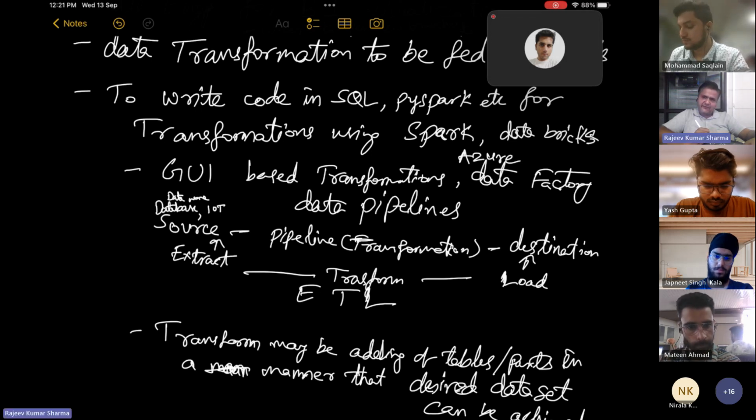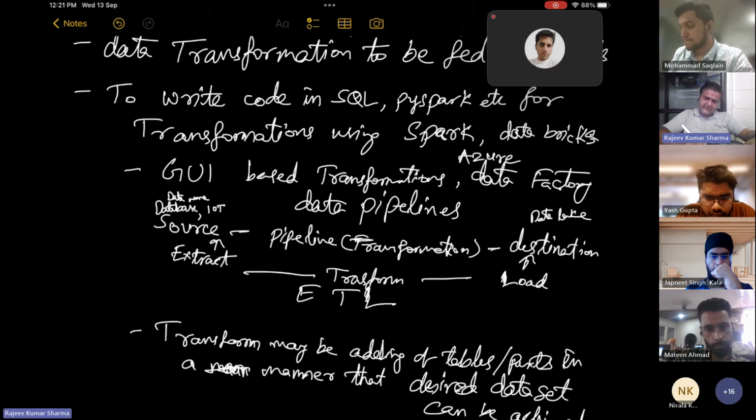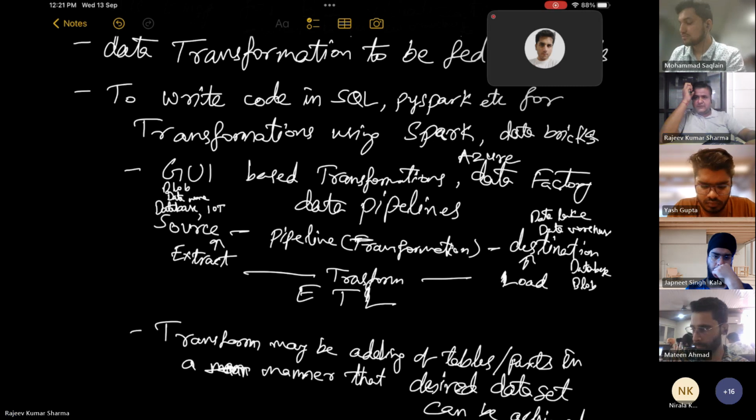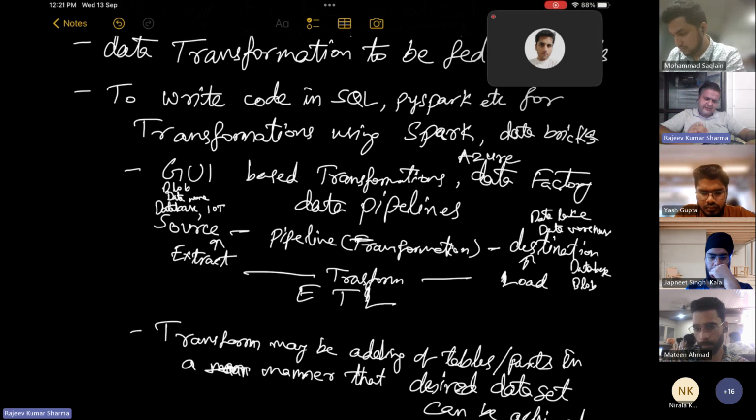Now, the transform term I'll define in a while, and the destination may be a data lake for IoT device data and unstructured data, or a data warehouse, or a database if I want to migrate databases, or some sort of blob storage. Here also we can have blob storage as the source itself. So in a nutshell, if I don't talk about the transformations part at this point in time, then E and L mean to copy and paste the data: to take data from somewhere and put it at another place.